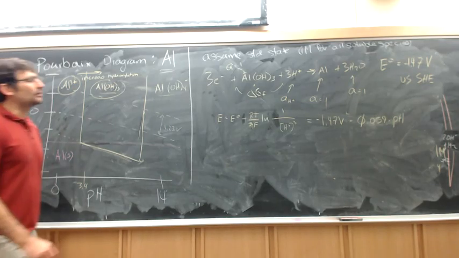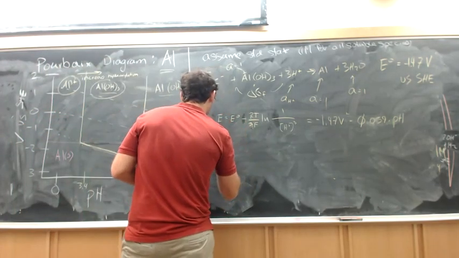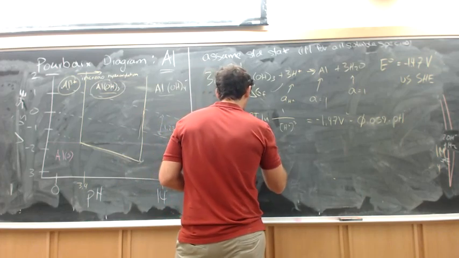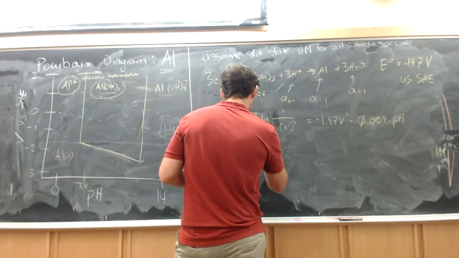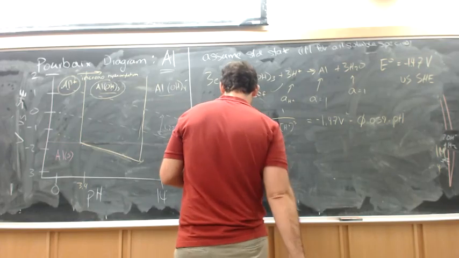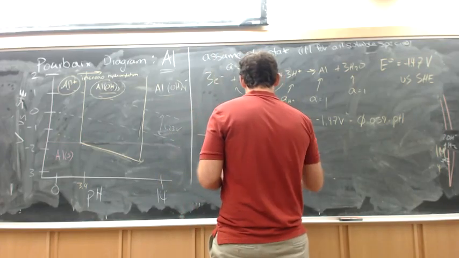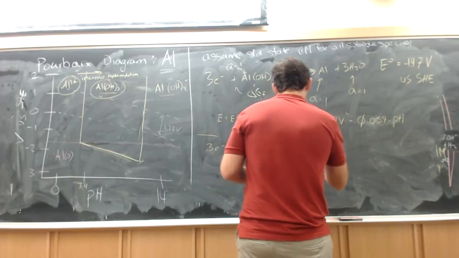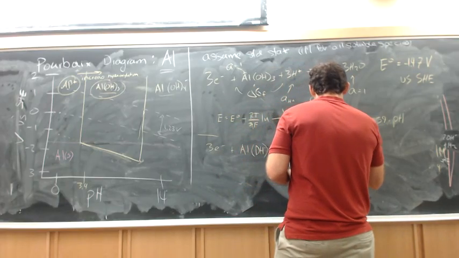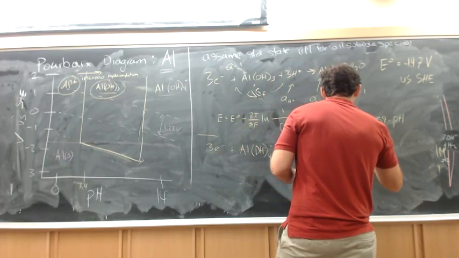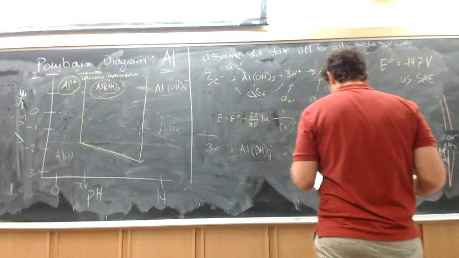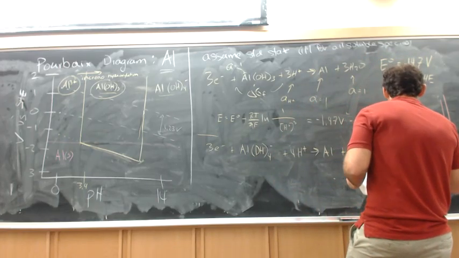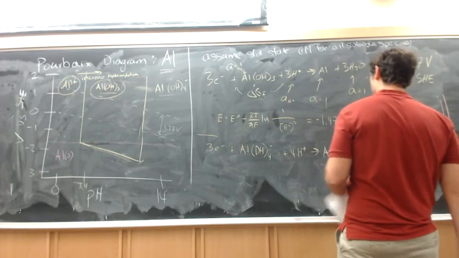So we need to do one more reaction. 3 electrons plus AlOH4 minus plus 4H plus goes to Al plus 4H2O, and we can again calculate E naught for this, equals negative 1.23 volts.